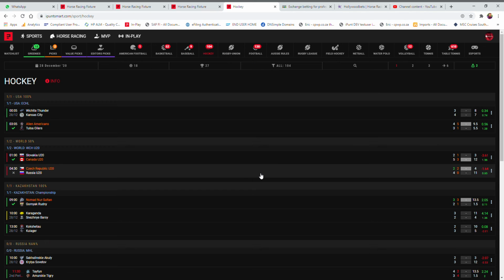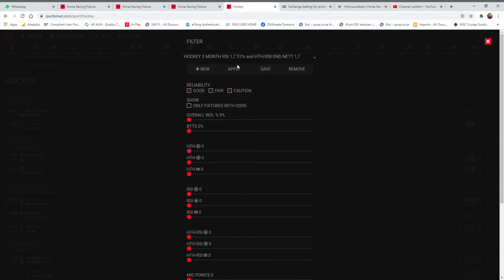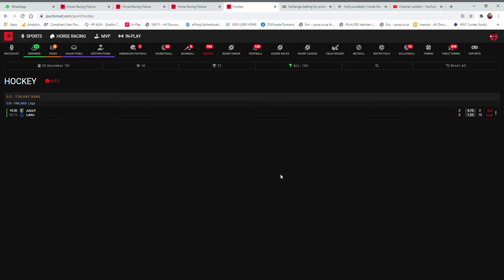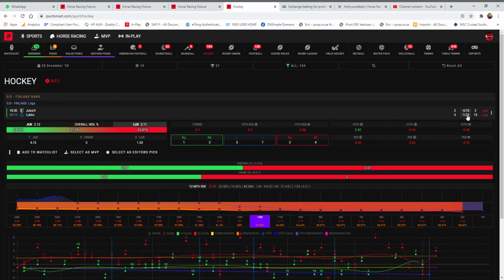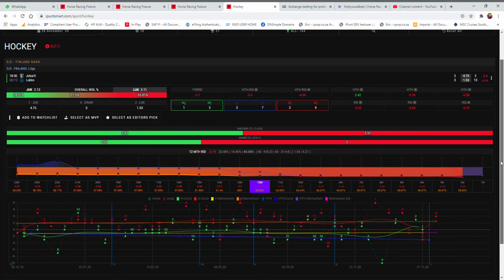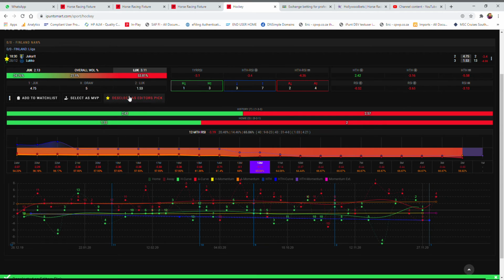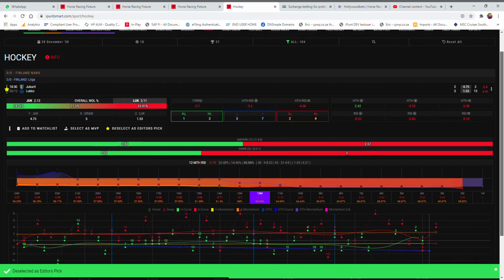Let's move on to hockey. And in hockey, we go to the first one here, apply. Hockey must be at 1.7 ahead on RSI and head-to-head and net, and the 3 months also at 1.7. And we only have one at 53%, which is from Finland at 6:30 tonight. Looks pretty decent, pretty red. All the percentages look pretty good. And Lukko to beat Jokerit for 53%.